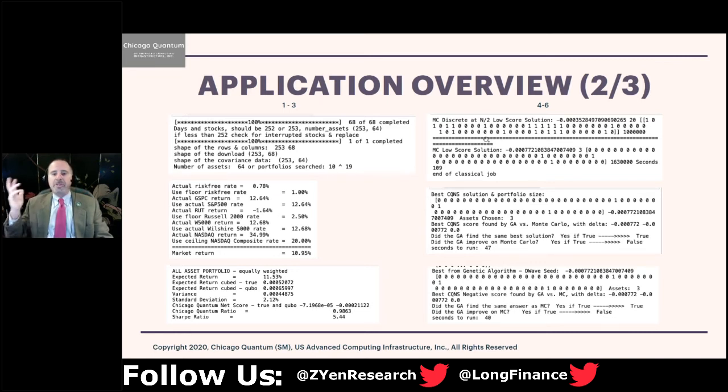We set a floor and a ceiling to everything. The all-asset portfolio had a Sharpe ratio of 5.44, had a Chicago Quantum net score, and last year, it returned 11.53% and a 2.12% standard deviation.